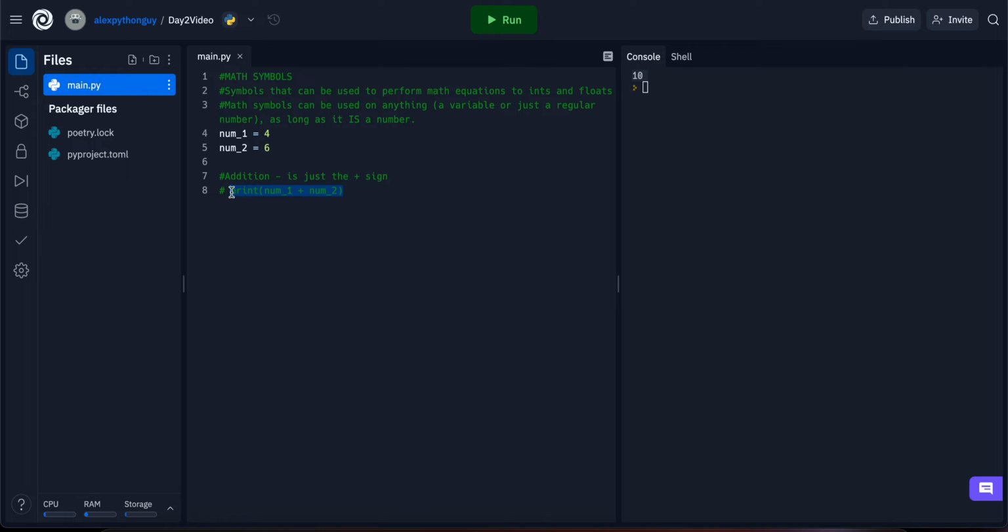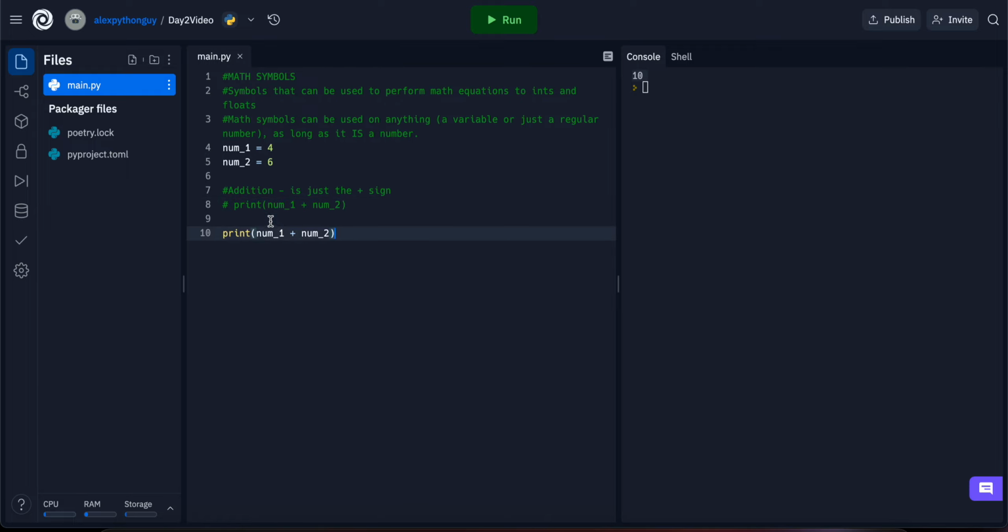Now, let's try subtraction. Let's make it num1 minus num2. The sign used here is the hyphen. So let's run it, and we get -2, which is 4 minus 6. We can try this on the other side as well, and we get regular 2.